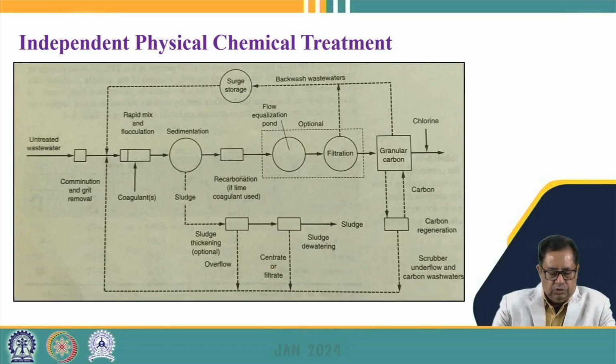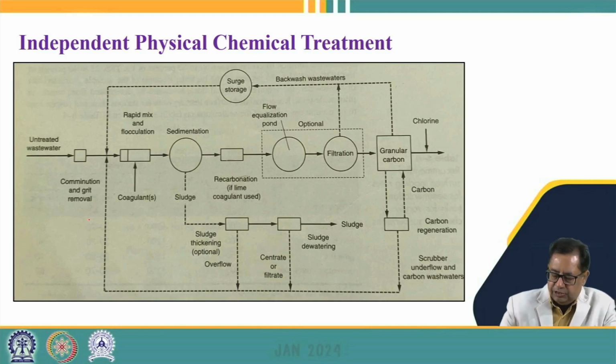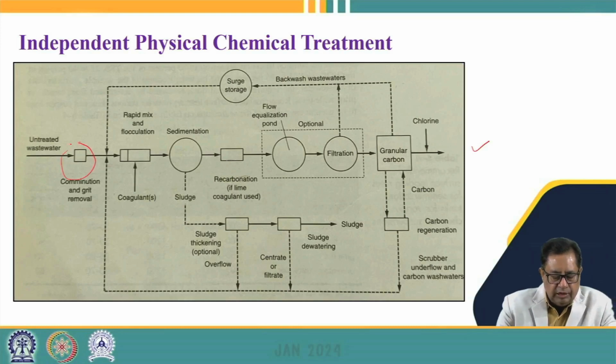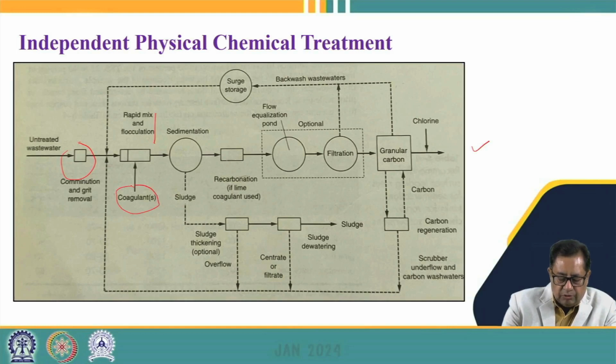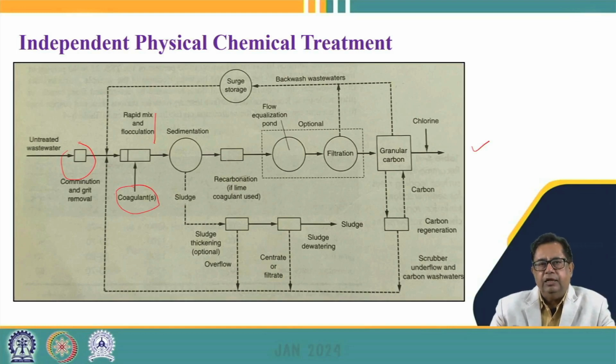We can see here that this figure shows the independent physical and chemical treatment, where the untreated wastewater may come to a grit removal and combination chamber, after which it goes to the rapid mix and flocculation. Here we add certain coagulant to it and mix it intensely for a few minutes, and later on we mix it at a slow RPM.